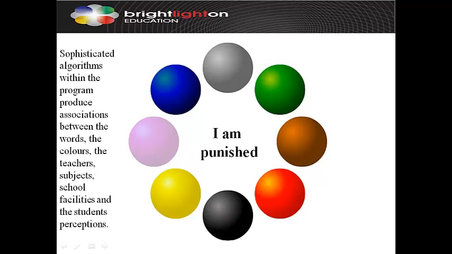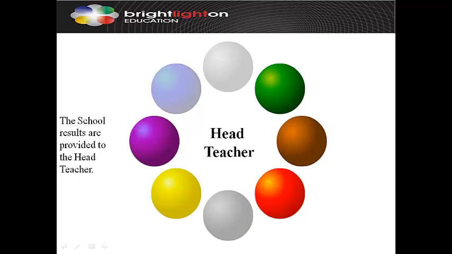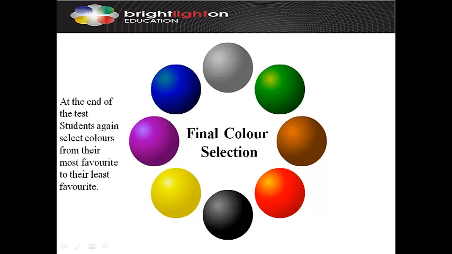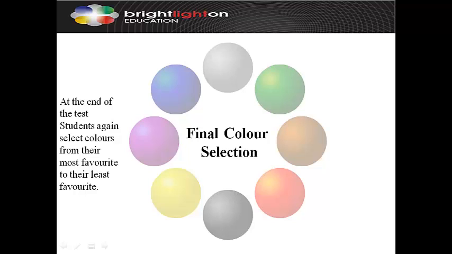As various words appear, the sophisticated statistical algorithms enable us to produce results. The results are made available to the head teacher or to the senior leadership team. A final colour selection enables the student to choose again from their first and most favourite colour to the last colour. That is the end of the test.